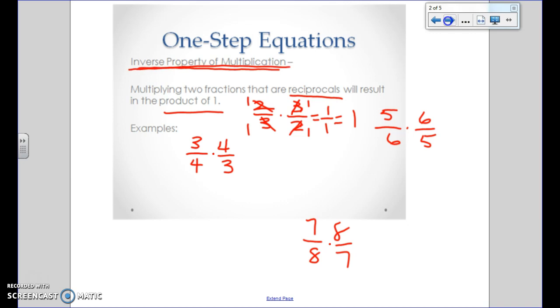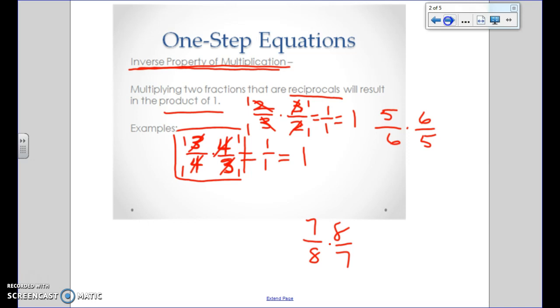It just equals 1. Let's take a look at this one down here. Again, I'm going to check above and below. 3 and 4, nothing to reduce. 4 and 3, nothing to reduce. Now let's check diagonally. 3 and 3 both reduce by a factor of 3. 3 goes into 3 one time, as does 4 go into 4 one time. Again, if I was multiplying these two inverses or reciprocals, it would equal 1 over 1, which is the same as 1.